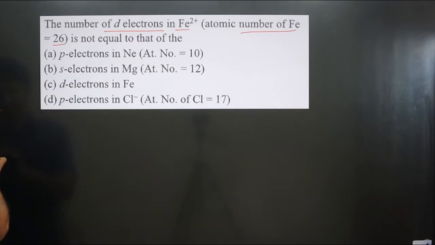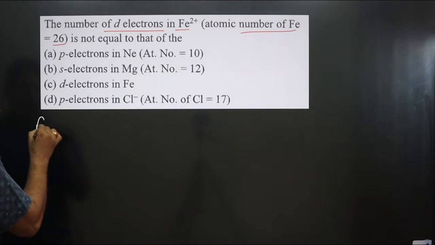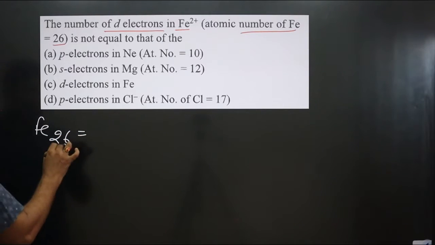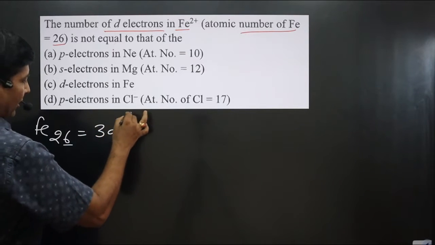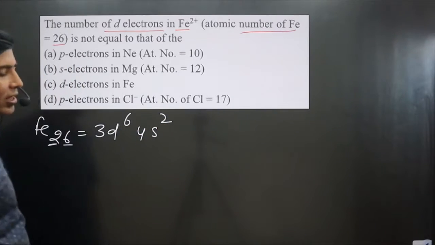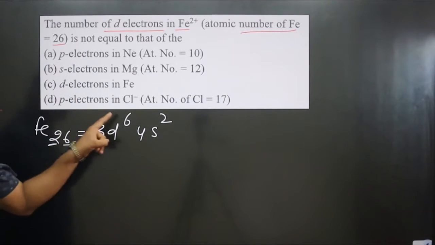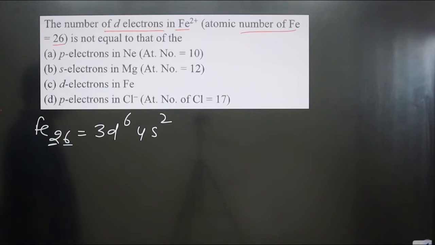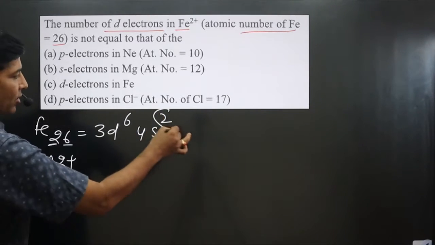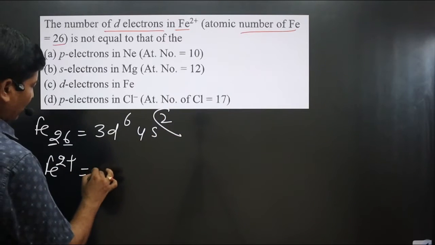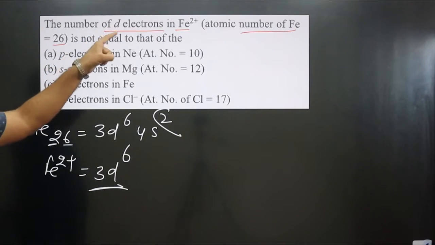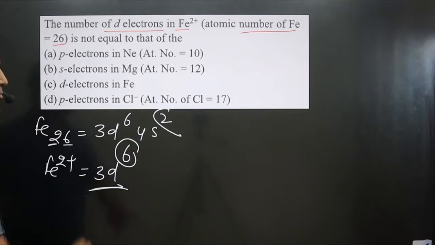We can calculate. First of all, we calculate the total number of electrons in d orbital in case of Fe2+. So Fe atomic number we have 26. If we write the outermost electronic configuration, 6 will go to d orbital and 2 will go to s orbital. This is the electronic configuration we have: 3d6 and 4s2. Now Fe2+ means it is losing 2 electrons. Then we have 3d6. So how many electrons are present in d orbital? Total 6 electrons are present.